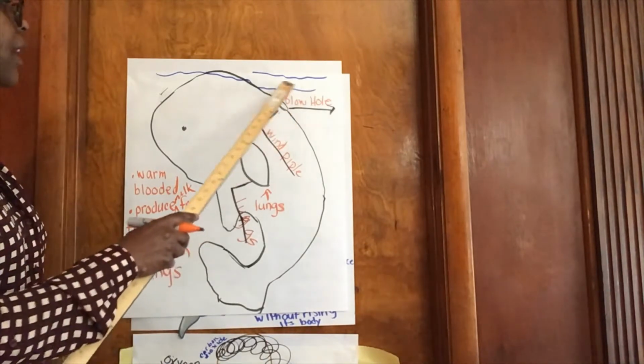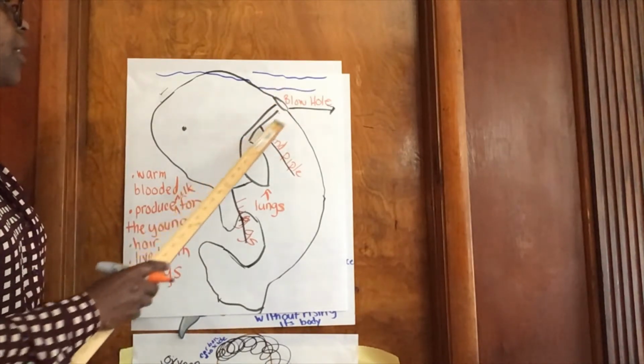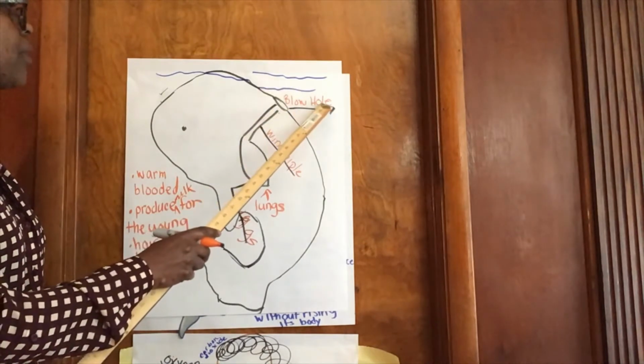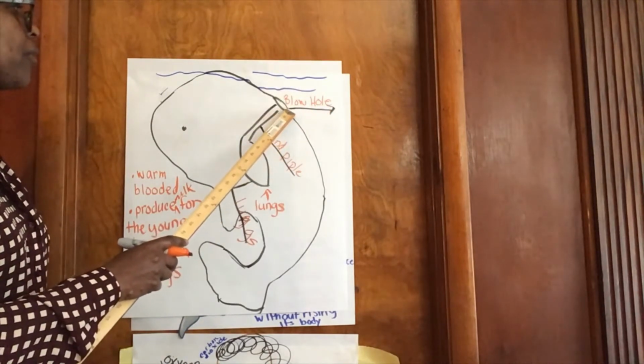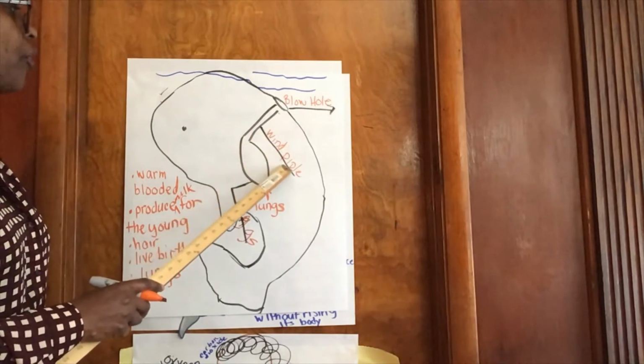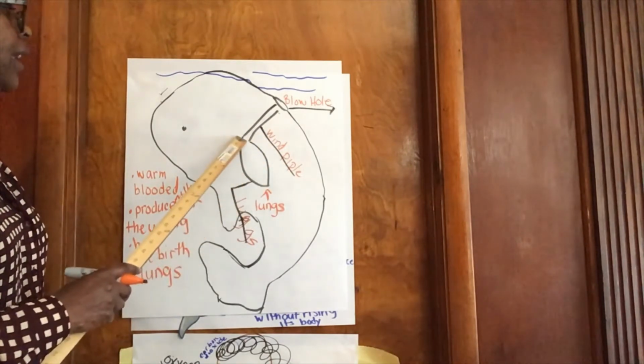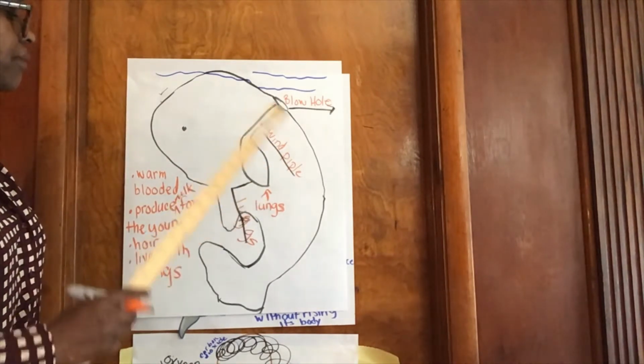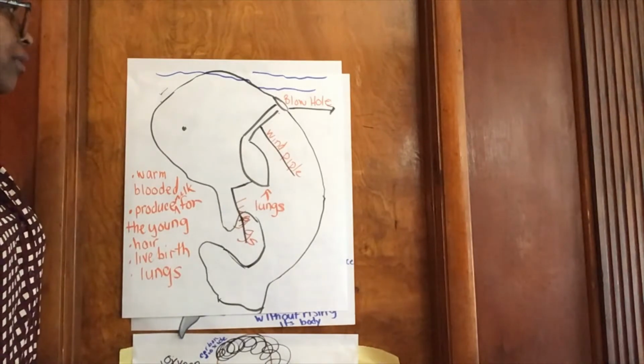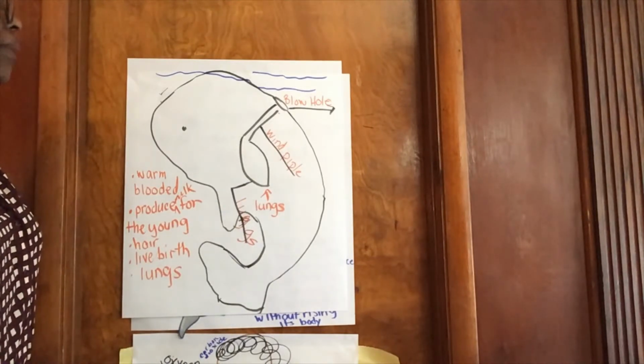And this is how they breathe underwater. They go to the surface of the water with their blowhole, which is connected to the trachea or windpipe, whichever you prefer, and the trachea is connected to their lungs. And that's how whales breathe underwater. All mammals who are sea mammals.